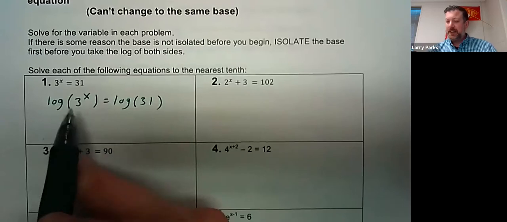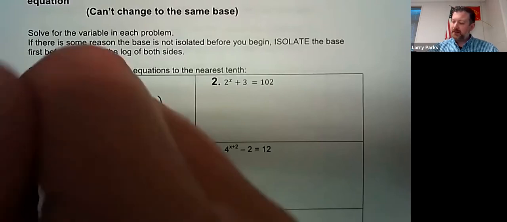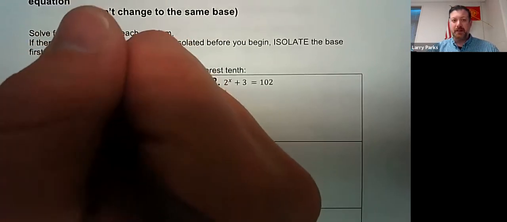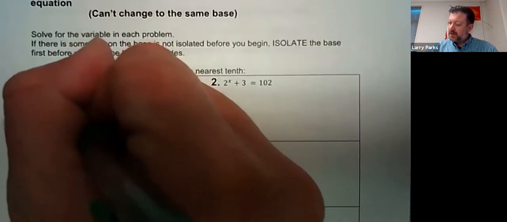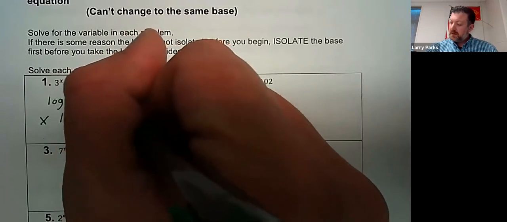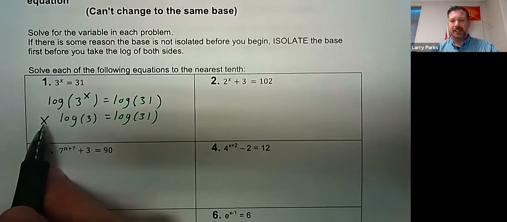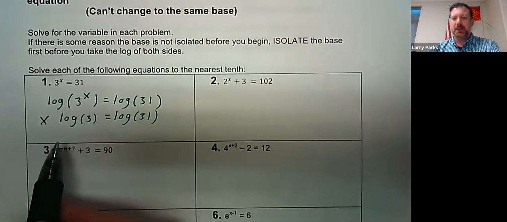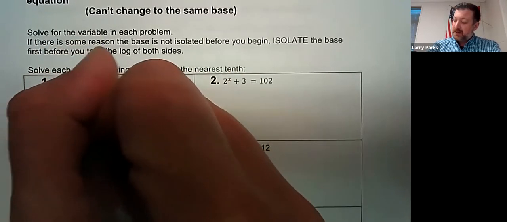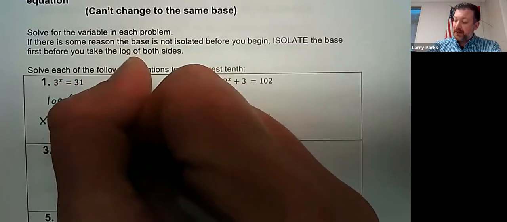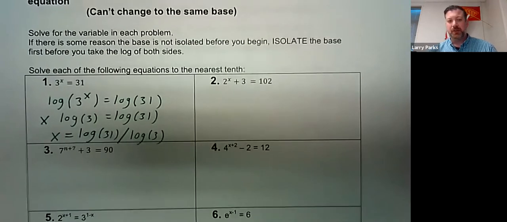The reason why, if we take the log of both sides, we could bring the exponent to the front. And then to solve for x, this is x times log of 3. We'll just divide both sides by log of 3. And I get x is log of 31 divided by log of 3. And this is when you need your calculator.